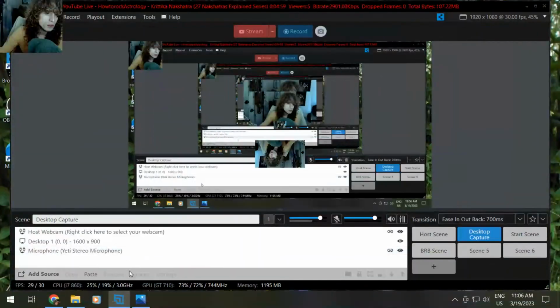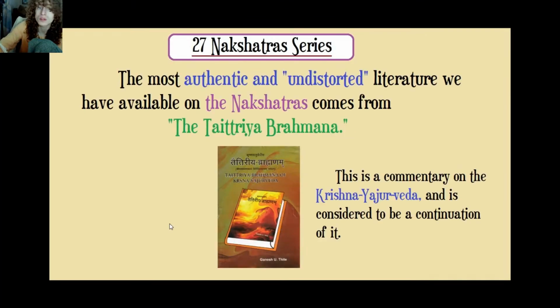What I have been exploring is that there are different types of authenticity when it comes to the roots, and I'm just noting my sources here, folks. The most authentic and undistorted literature we have available on the nakshatras comes from the Taittiriya Samhita and the Taittiriya Brahmana. These are a commentary on the Krishna Yajurveda, and they're considered to be a continuation of the Krishna Yajurveda. This is a commentary on an authentic Vedic era text.